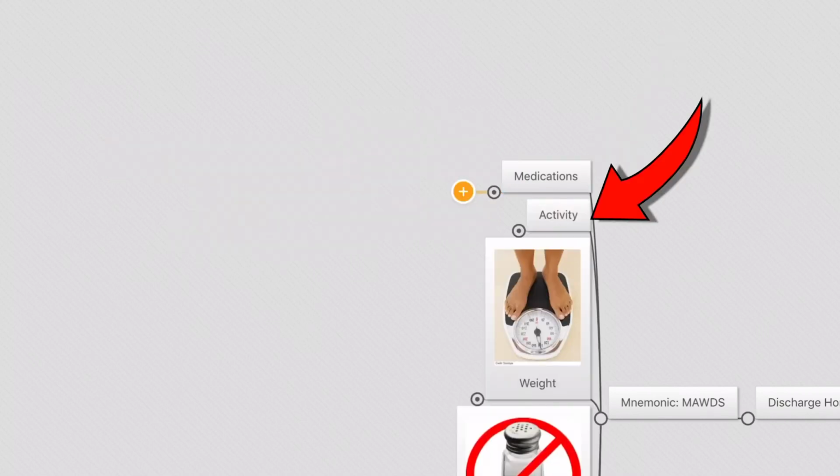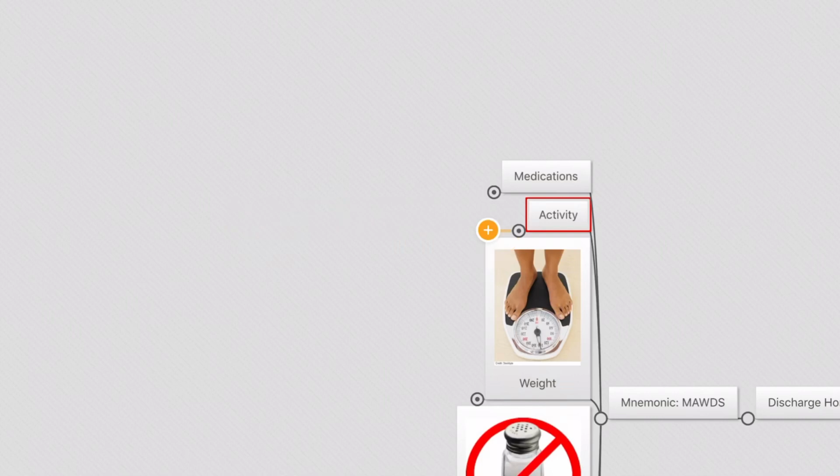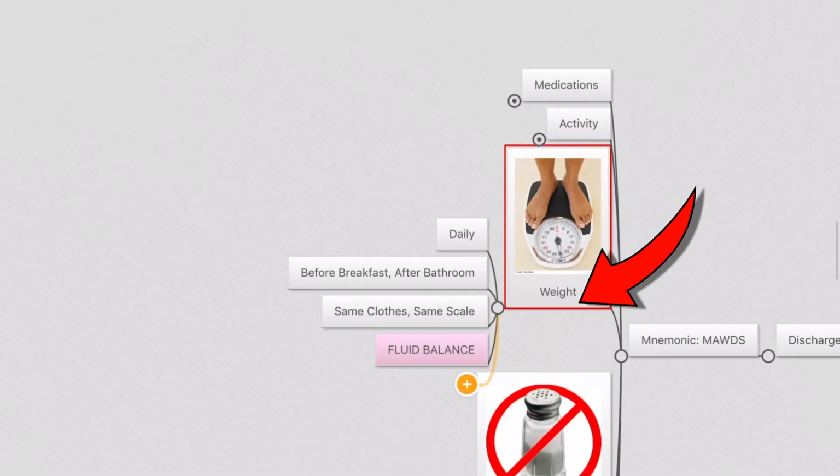Now, for activities, you want to make sure that they stay active and rest as needed. That's going to help with their perfusion. And for daily weight, you want to make sure that they take it every day, before breakfast, after using the bathroom, same clothes, same scale. That helps with determining their fluid status.